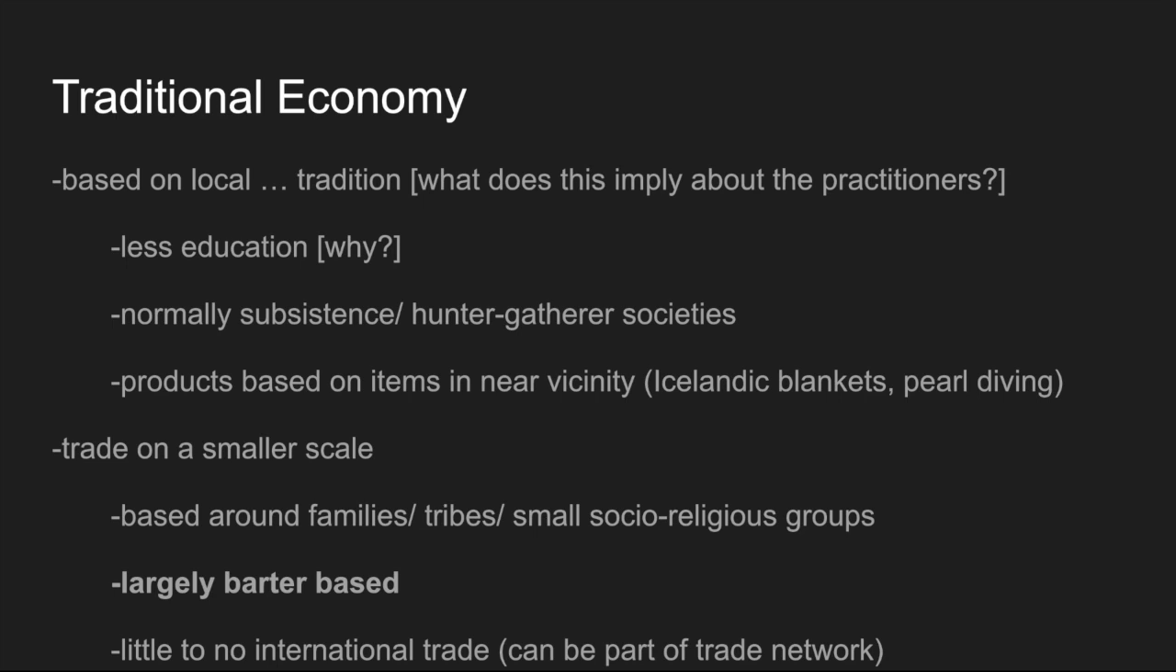So the products created in a traditional economy are based on items in the near vicinity. So, Icelandic blankets, there's a ton of sheep and wool in Iceland. They are going to spend their time, when they're not husbanding those sheep and the little bit of farming or fishing you can do in Iceland, they're stuck inside a good chunk of the year because it is cold and snowy up there. So they knit blankets and then they sell them to tourists. I got one when my parents went to Iceland. It's a very nice blanket, highly recommended, very warm.